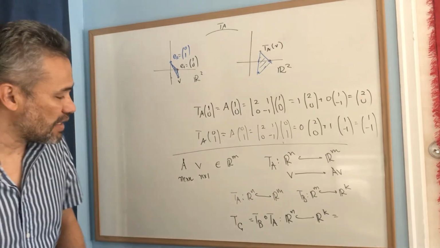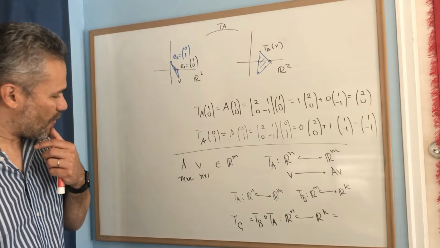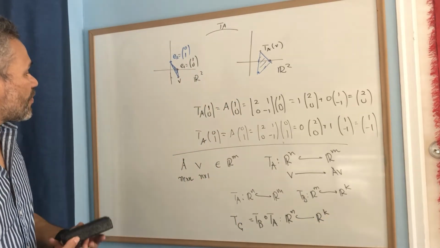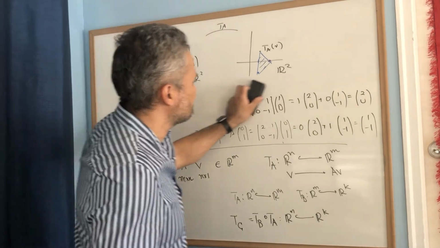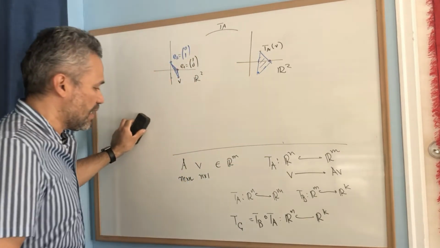Then we will see that this is equal to a transformation that comes from a matrix. What matrix would that be? How can we get the matrix? How do I get the matrix?